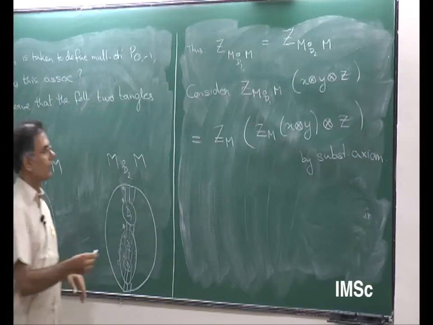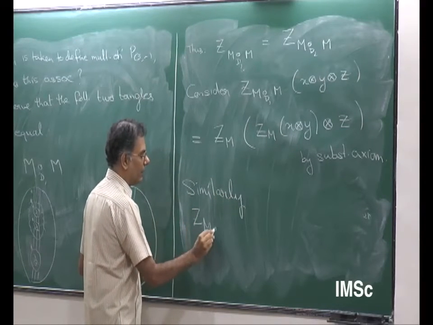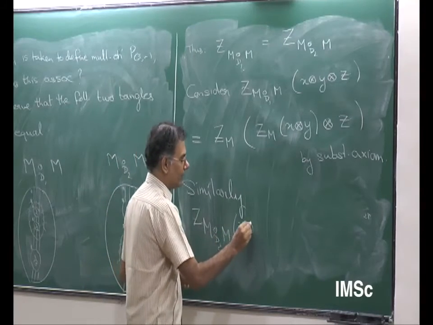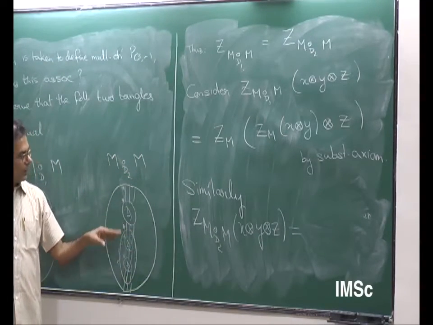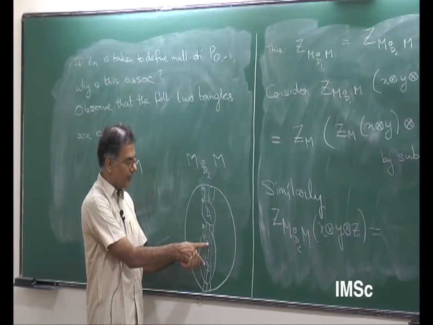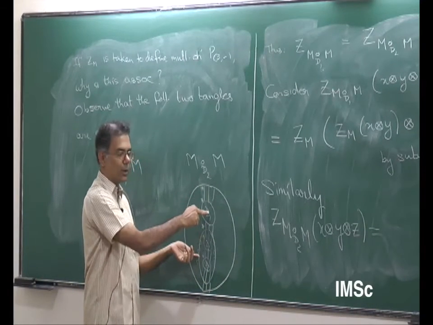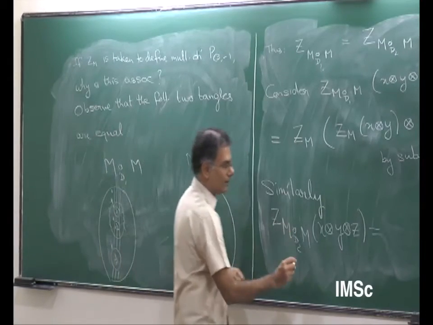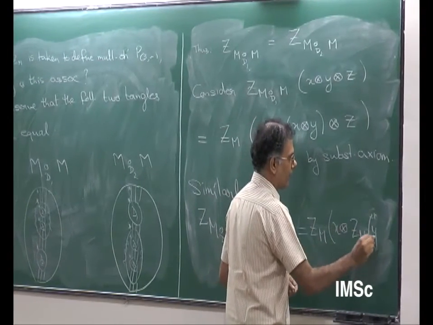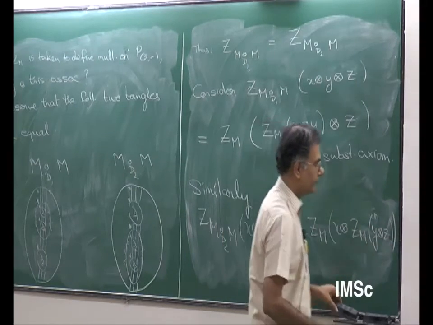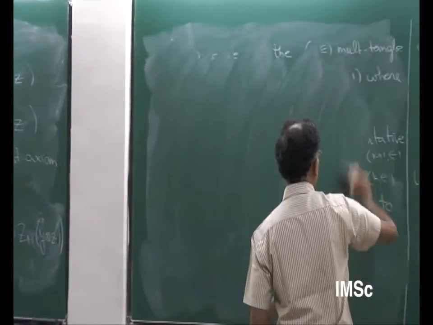Let me consider the other one. Similarly, Zm circle D2m of X tensor Y tensor Z. What is that equal to? In this one, I want to substitute X, Y and Z, but the substitution axiom says if I first substitute Y and Z in this and get this result, and then I substitute that result into the second box of this outside M with the first box still being called X, that result is the same as this. So this says Zm of X tensor Zm of Y tensor Z. But as I said, these two tangles, the pictures are the same. The punchline is the pictures are the same, so these maps are the same.